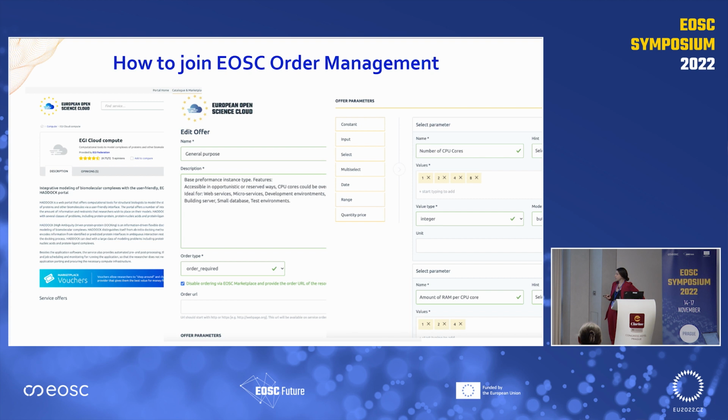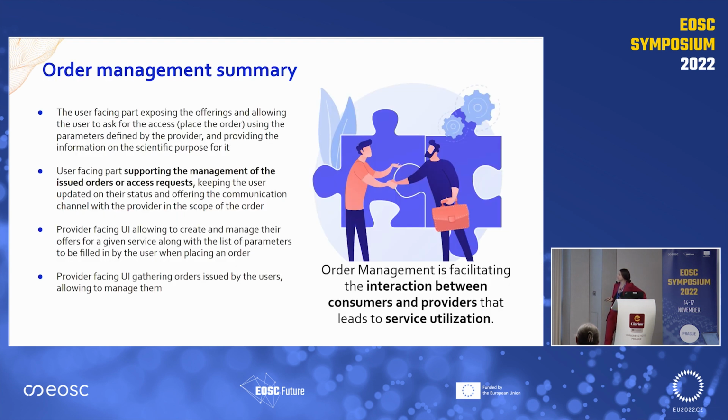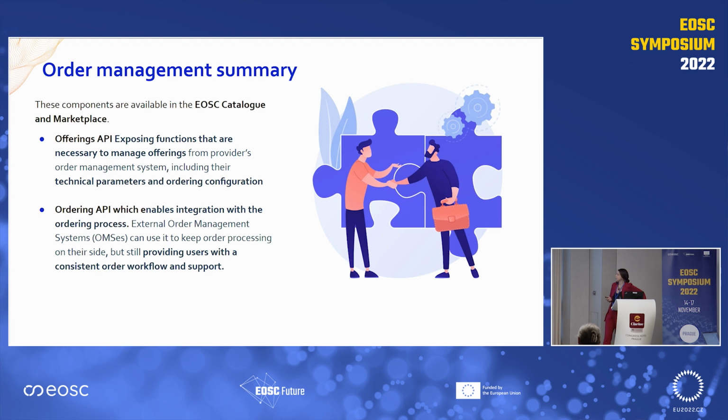So all the information, on one hand, lets the user know what can be offered or delivered in the end, and on the other hand, it includes all the information the providers need to deliver the service to the user in the end. And this is the summary. So once again, it's about facilitating the interaction between consumers and providers that leads to service utilization. That's the most important part, because being able to discover what is needed is one thing, but being able to use it is another thing.